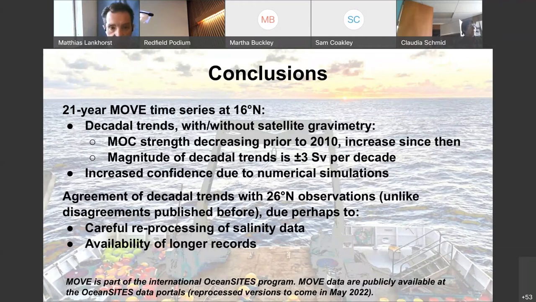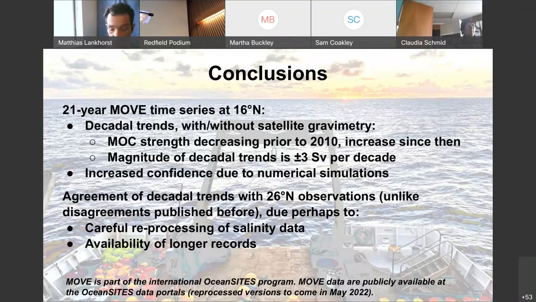And we have increased confidence in these results because we've looked again at the numerical simulations to validate our observing system design, and we're including GRACE in this. The agreement of these trends with the 26 North observations was new to us. We had thought there was disagreement, and we think they're actually in agreement now. And that is perhaps due to my reprocessing of the salinity data that makes some of the bumps go away, and also just for being more patient and having longer records available to us now.